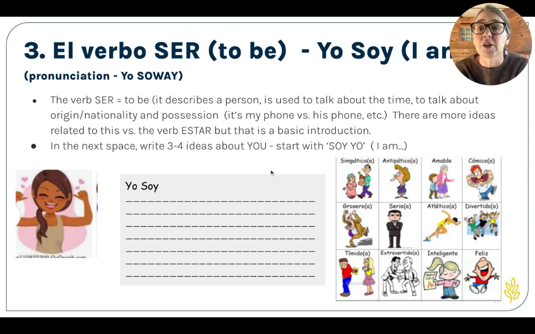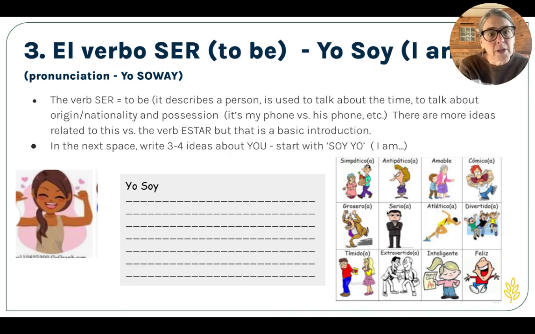So if you see here, right here in these little small pictures, that there's these adjectives: simpático, friendly, antipático, unfriendly, amable, cómico. Sometimes you see the letter a after it. That's an adjective. That means it can go from a male to a female ending. Sometimes they don't do that. Like if a word ends in the letter e, like an elefante, elephant in English, then it doesn't change from male to female.